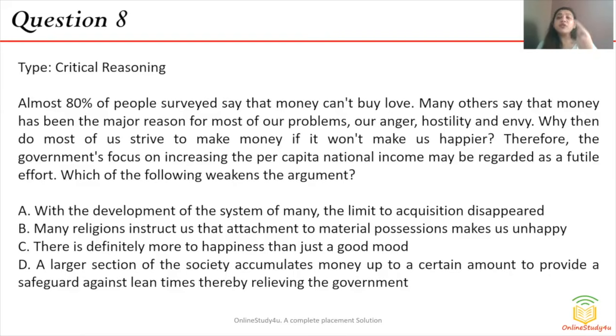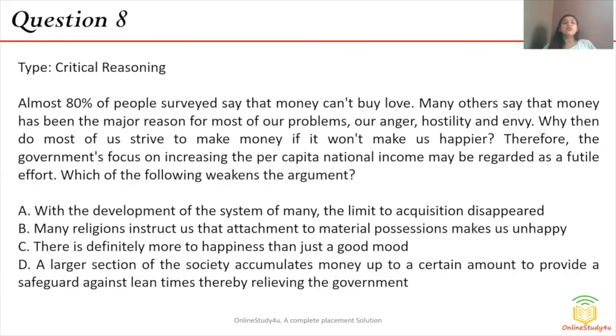So now we have to look at which of the following will weaken this argument. Okay. The first one says, with the development of the system of money, the limit to acquisition disappeared. This is completely out of context. It's not related to the paragraph. Many religions instruct us that the attachment to material possessions makes us unhappy. Now, nothing here actually weakens the argument about material possessions making us unhappy. There is definitely more to happiness than just a good mood. Again, it does not weaken our argument at all.